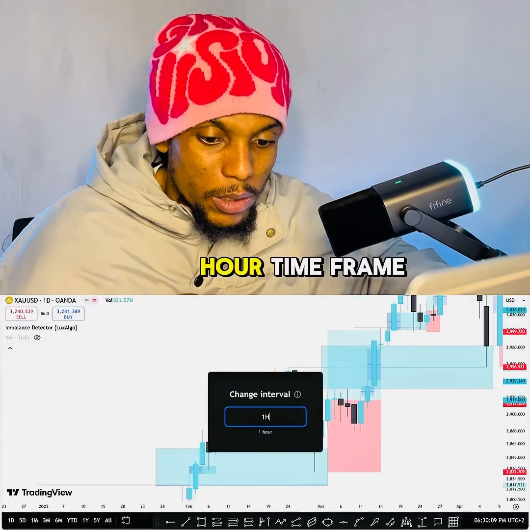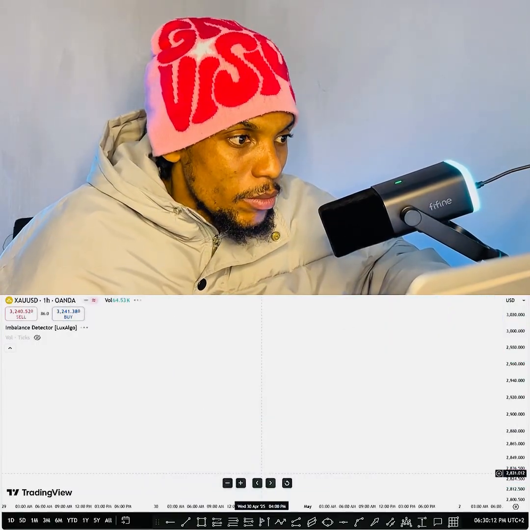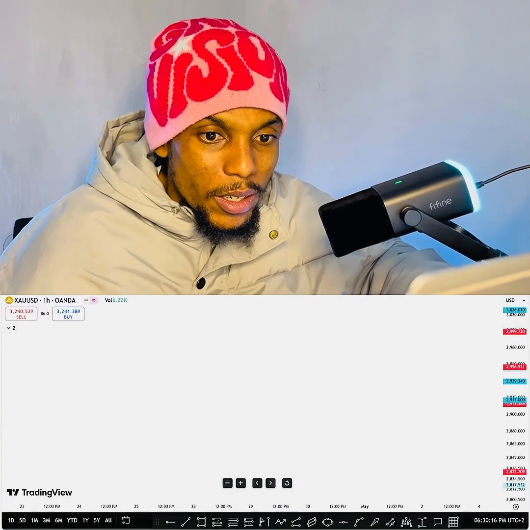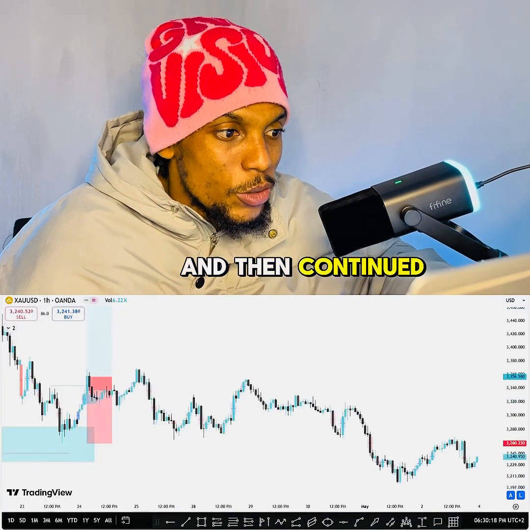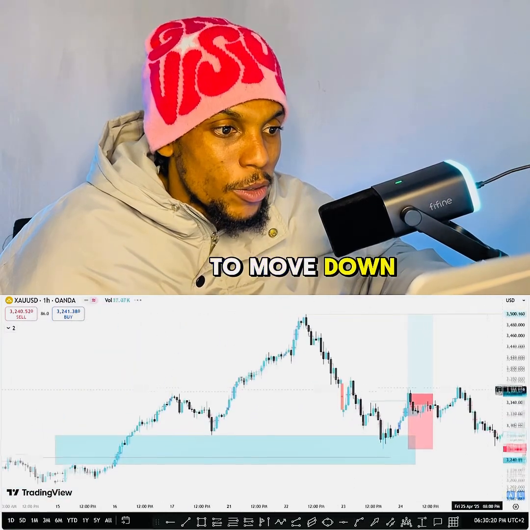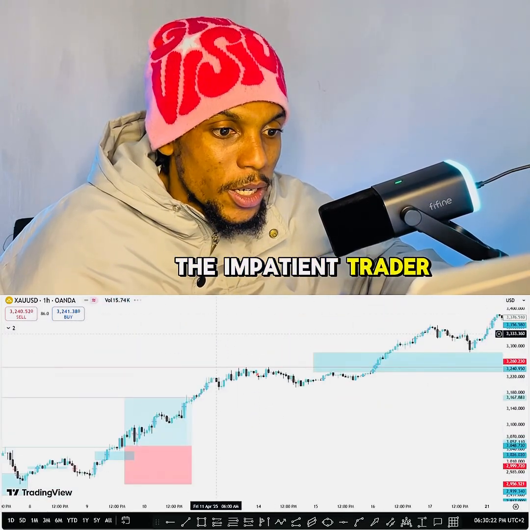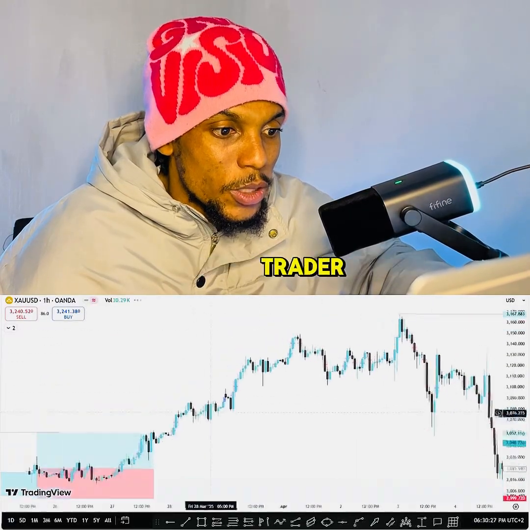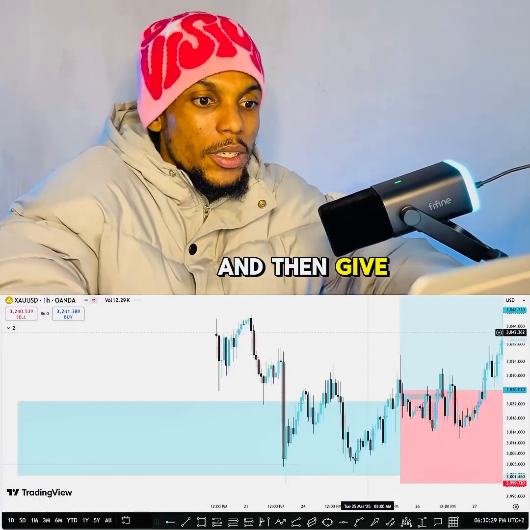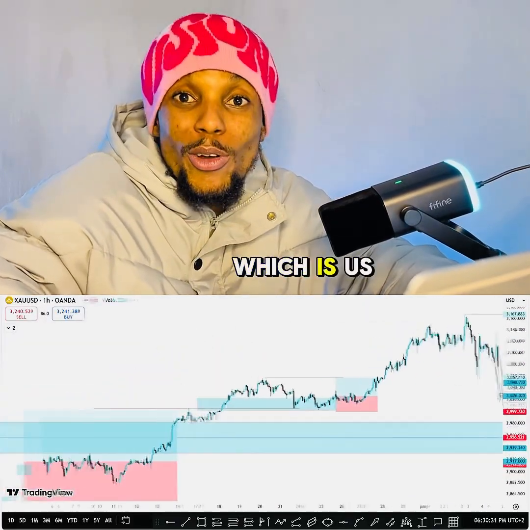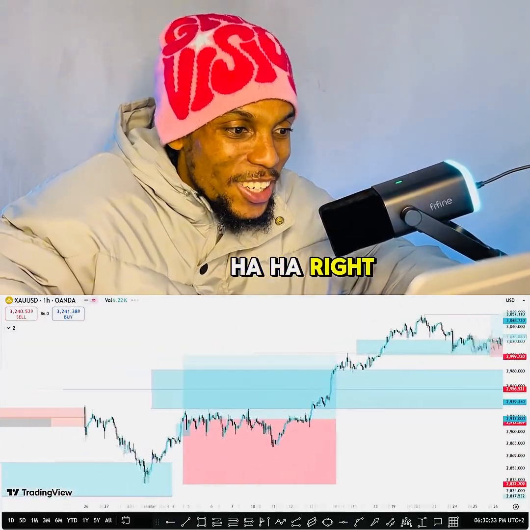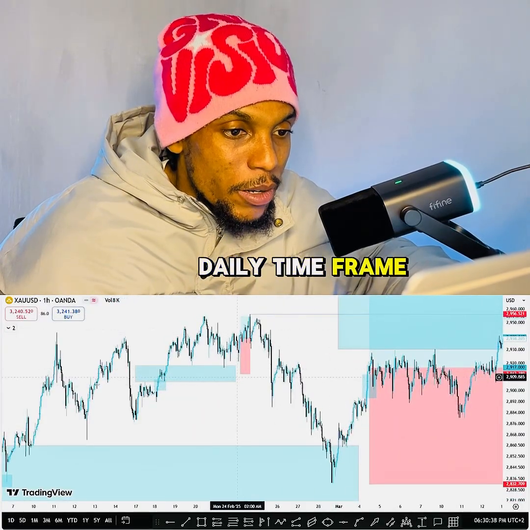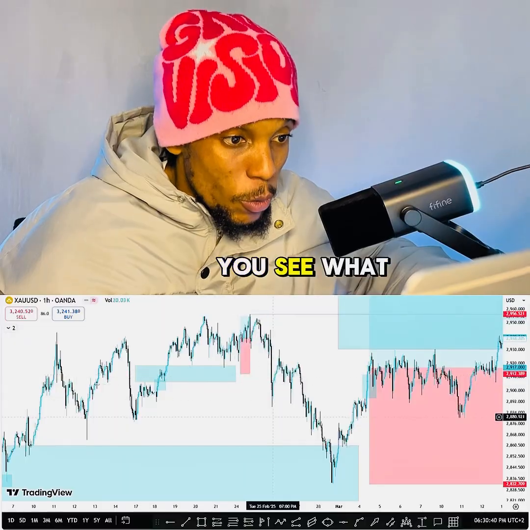Let's go down to the 1 hour time frame. Price gave every price action that it was supposed to give and then continued to move down to take away from the impatient trader, right? To take from the impatient trader and then give to the patient trader, which is us, right? So this is actually that daily time frame fair value gap, right? You see what price did.